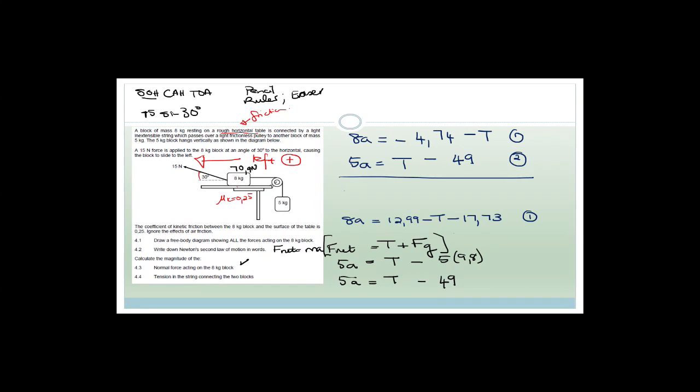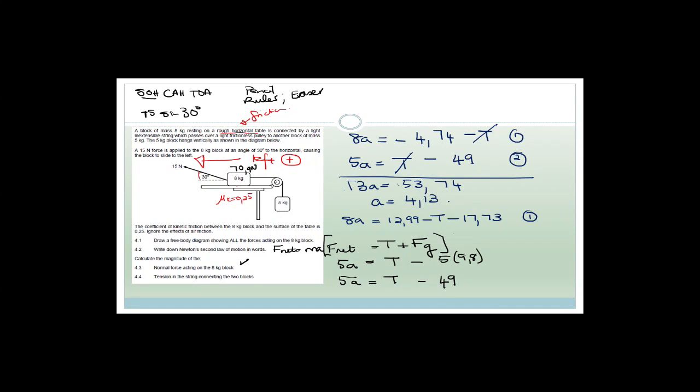Okay, so if I just add these two equations, what do I get? I get 8 plus 5 is going to be 13. So we get 13a is equal to, the t cancels with the minus t. And we add this, we get 49 plus bracket minus, so it's just 49 minus 4.74, which is, I meant plus. 49 minus, 49 minus 4.74, which is 53.74, which when you divide by 13 becomes 4.133 meters per second squared. So that is my acceleration. My acceleration is 4.13 meters per second squared.